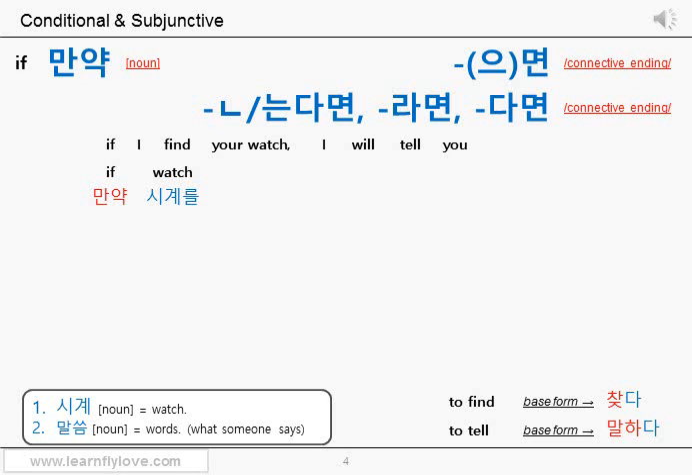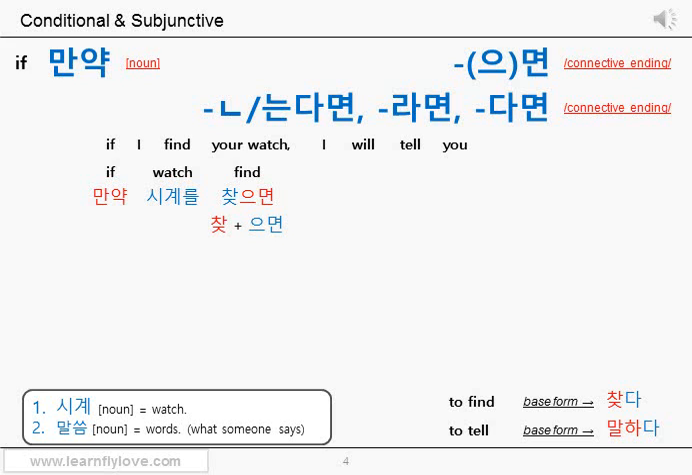시계를. Find, 찾으면. The base form of the verb find is 찾다. In Korean, 찾 is the stem. You just add a connective ending, 으면.